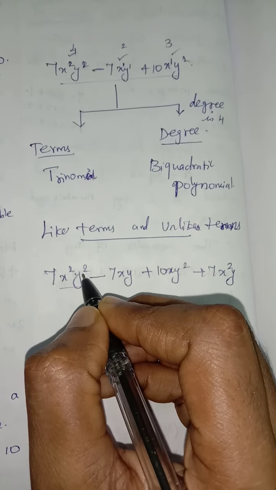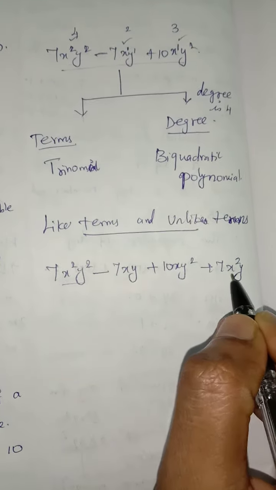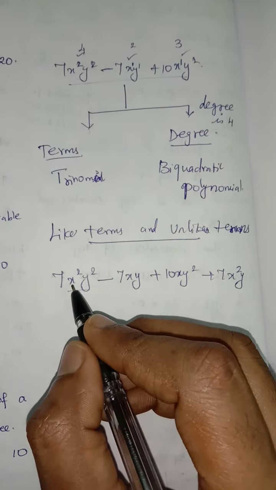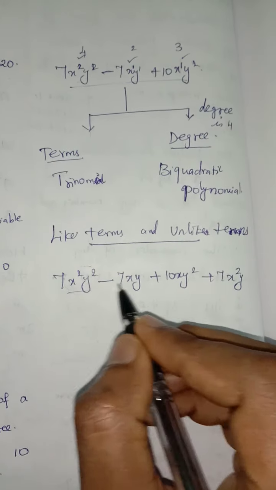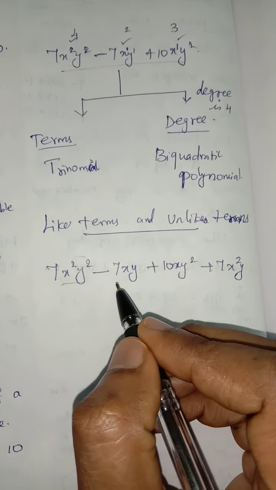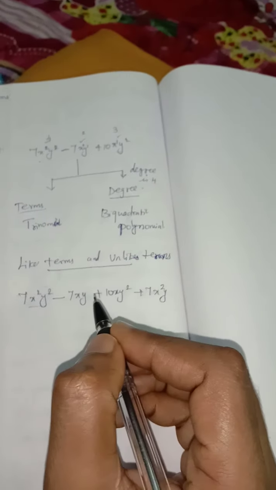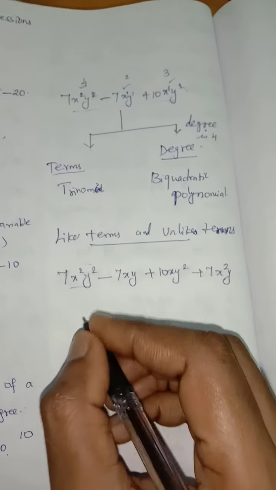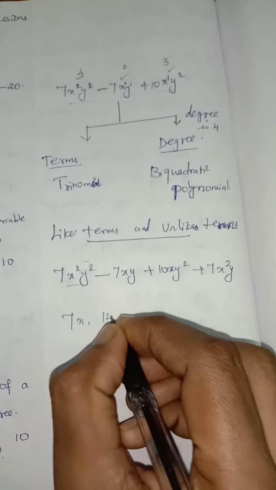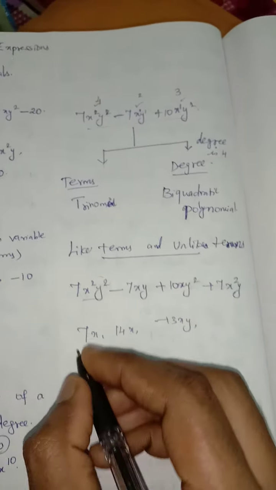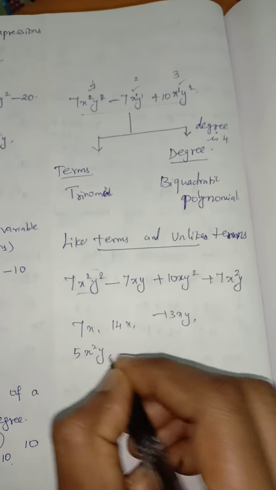Both have power 2. We check whether anywhere else both powers are 2. So if the same thing is coming, then it is called a like term. Otherwise it is an unlike term. Let me give you a few examples, and we can classify these as like and unlike terms.